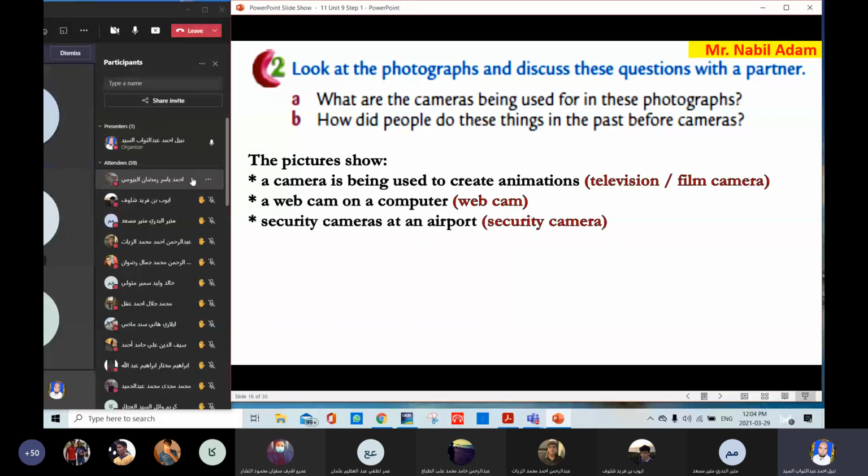Surgical camera. Yes, a surgical camera. For doing what? Doctors use it. Yes, operation. A surgical operation. A camera is being used by doctors for operations. For operations. Okay.